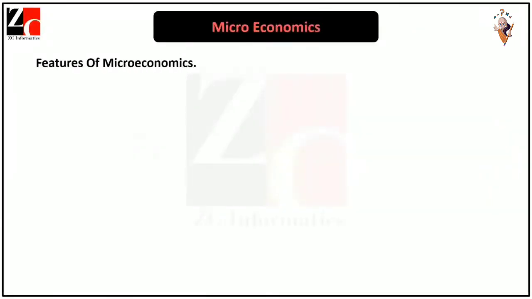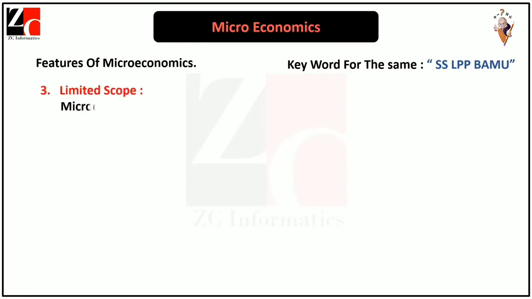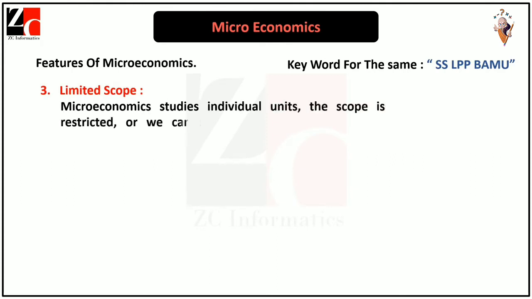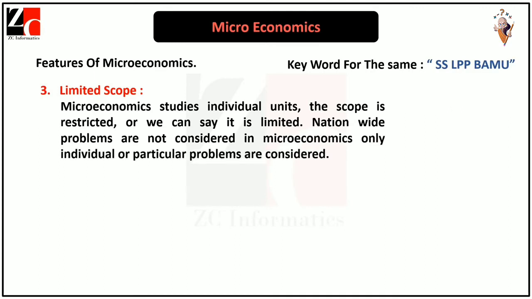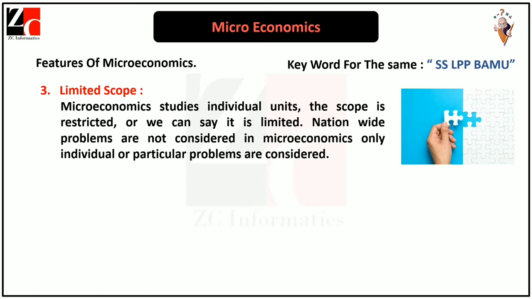Point number 3. Limited scope. Microeconomics studies individual units. The scope is restricted, or we can say it is limited. Nationwide problems are not considered in microeconomics. Only individual or particular problems are considered. As microeconomics deals with individualistic units, it does not cover national problems such as unemployment, inflation, deflation, poverty, balance of payment situation, economic growth, etc. Hence, its scope is narrow, or we can say it is limited.